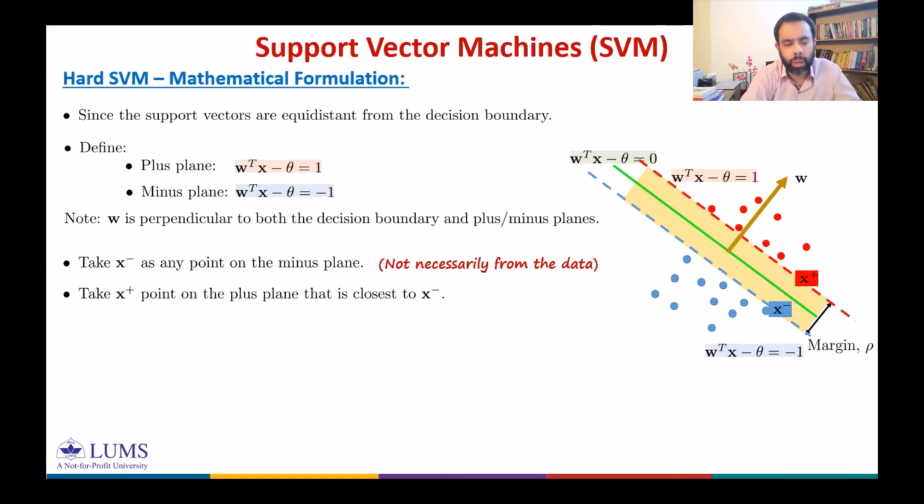We can relate x minus, x plus, and W. Can you help me in relating these three? So W is perpendicular to both x minus and x plus. You can reach x plus from x minus by moving in the direction of W. Or we can say x plus is simply x minus plus beta times W, right?